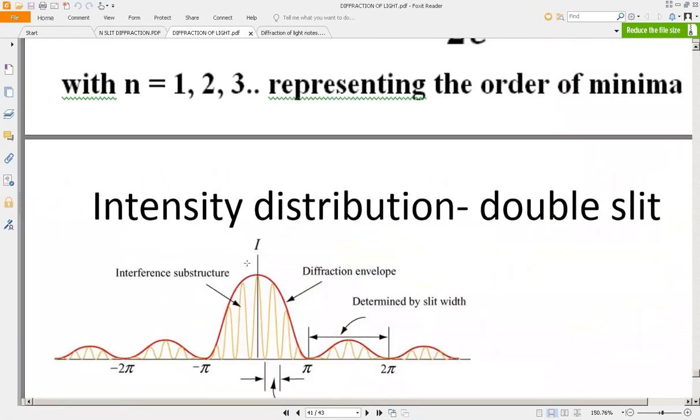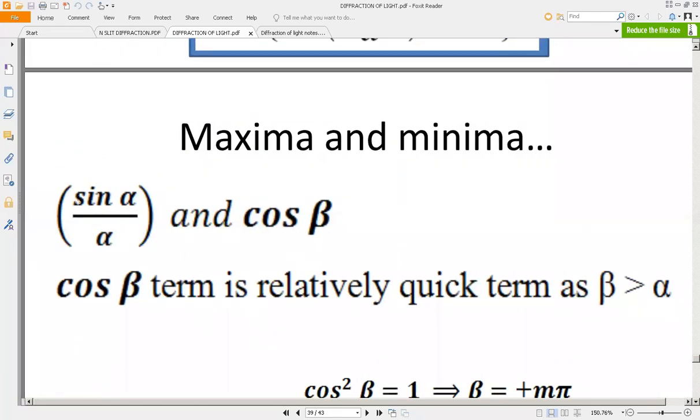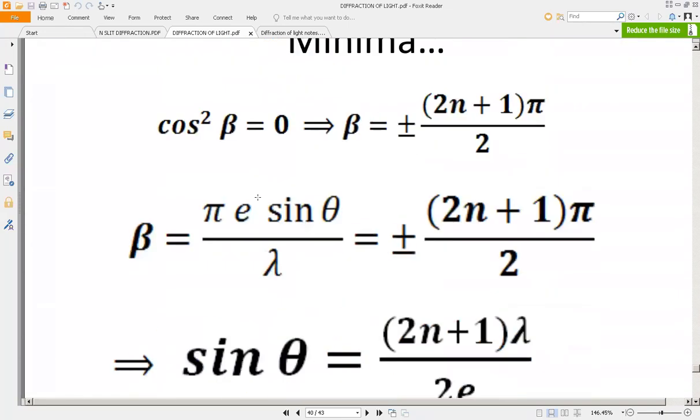This can happen either because f of x goes to 0, or g of x goes to 0. So far, what I have been talking about is, I suppose that sin alpha by alpha is a relatively slow term. It will never go to 0, whereas this cos beta term will go faster and it will go to 0 much faster than this. So whenever cos beta has gone to 0, there you got some minimum. Whenever cos beta has gone to 1, there you got a maximum. But for some theta, cos beta forces that you should go to 1. But at the same theta, if sin alpha by alpha tends to 0, then that particular order will be missing. Means you cannot see that particular order.